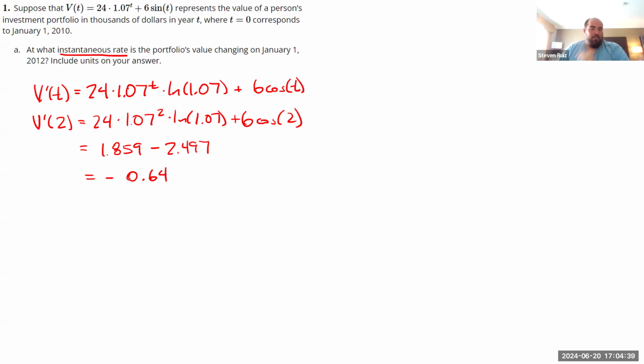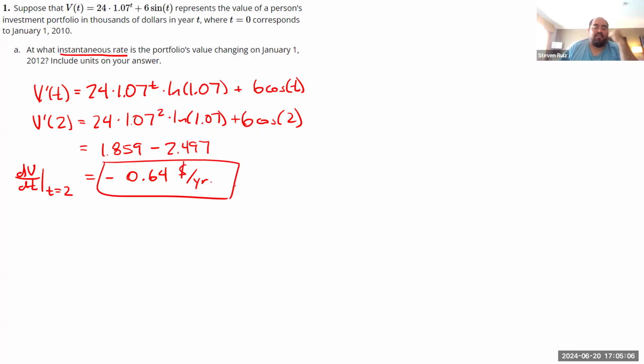So what does that mean, and what unit should it be expressed in? Basically what we found was dV/dt at a value of t equals 2. What is V expressed in? That is expressed in dollars. And what is t expressed in? That is expressed in years. So at the start of 2012, the value of this account is decreasing at an instantaneous rate of 64 cents per year.